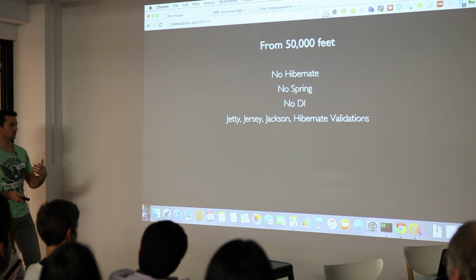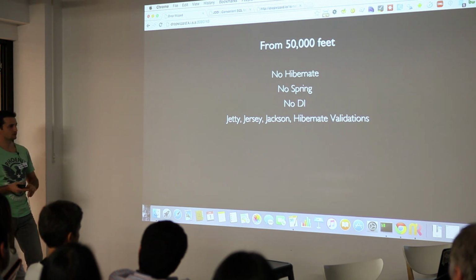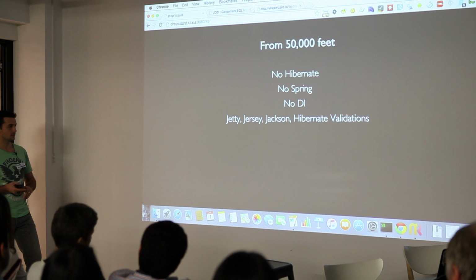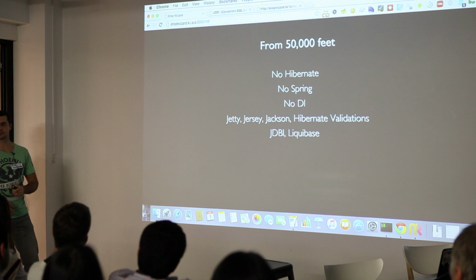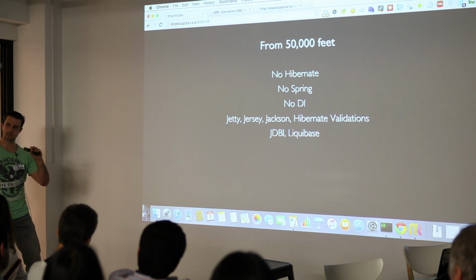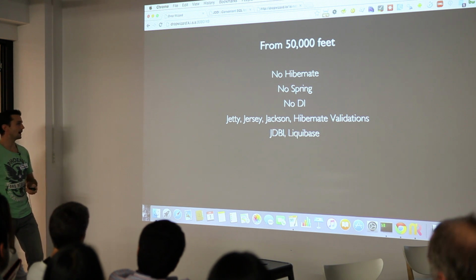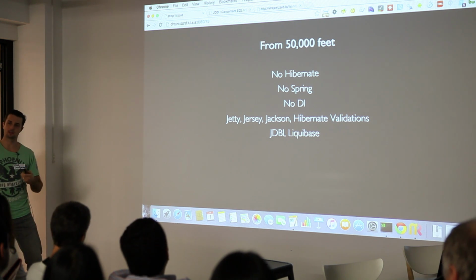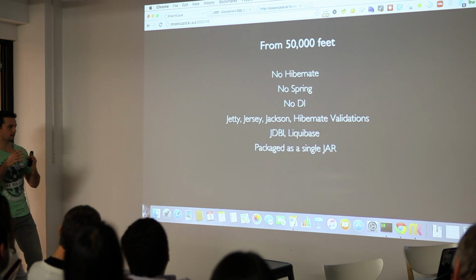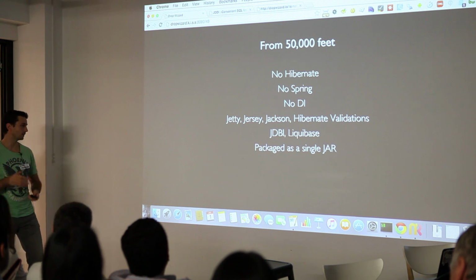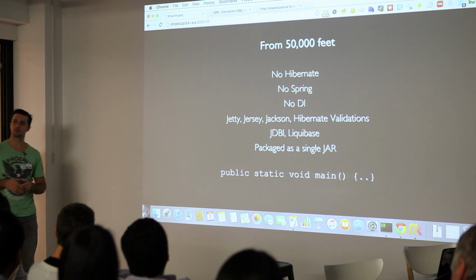So what is DropWizard? It's a combination of well-chosen frameworks and libraries. So you've got Jetty for HTTP, you've got Jersey, you've got Jackson for JSON, and Hibernate validations. You've also got JDBI, which is kind of a thin layer on top of JDBC, but it gives you much more fine-grained control than something like Hibernate. And it comes with Liquibase out of the box for doing database migrations. In DropWizard, the end artifact is packaged as a single jar, and it comes with its own public static void main method, which I haven't seen in quite a few years.